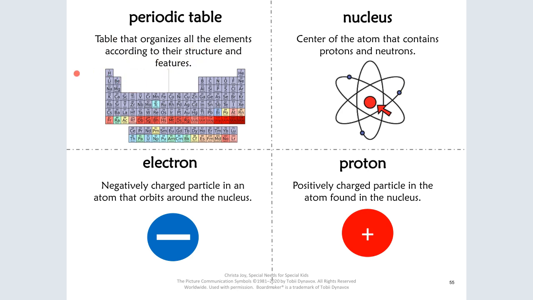So this is a table. Remember, the table has rows, which are called periods. So those are the rows. And they have columns, which are called groups.